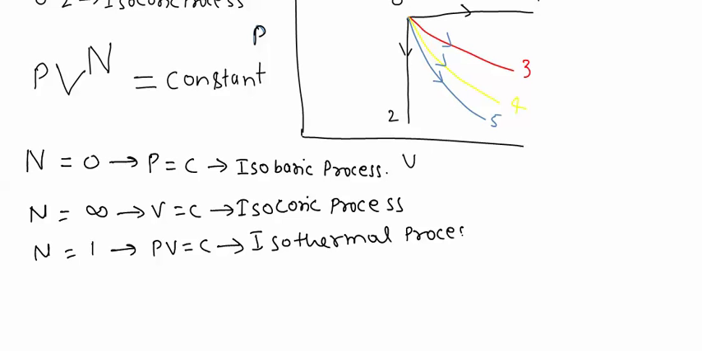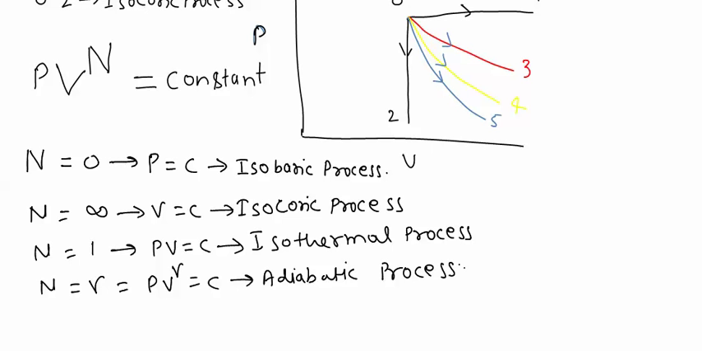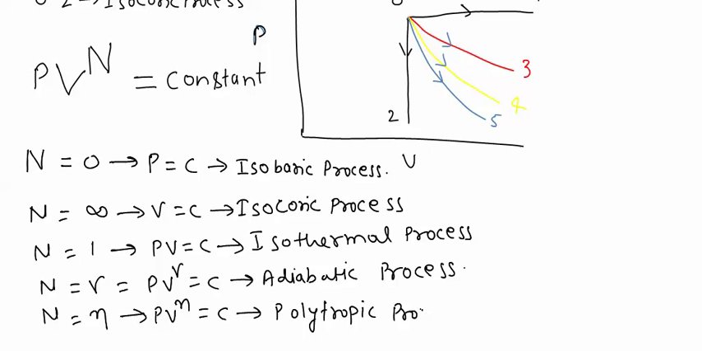But again, if you put N is equal to gamma, the process is an adiabatic process. And if you substitute capital N is equal to small n, it is PV raised to N is equal to constant. That is your polytropic process. In this way, in a very simple manner, you have designed all the processes.